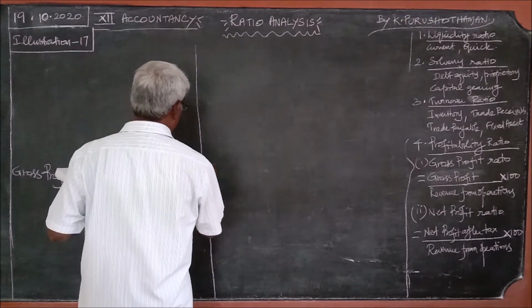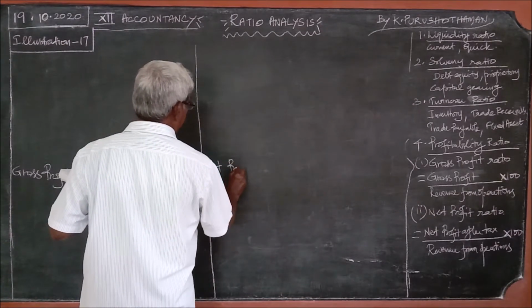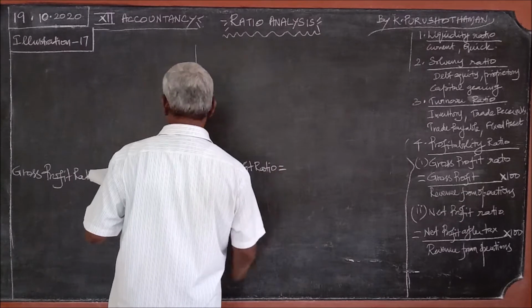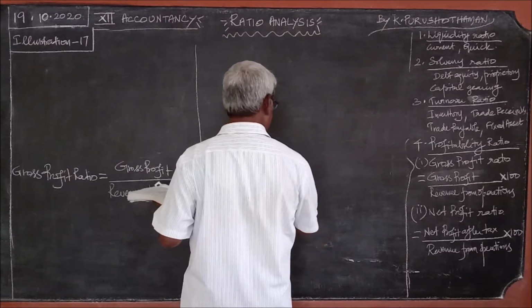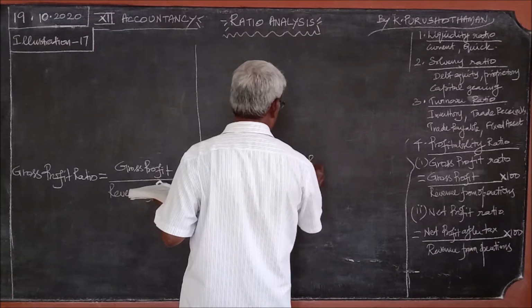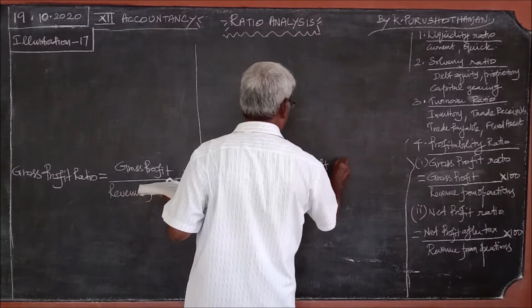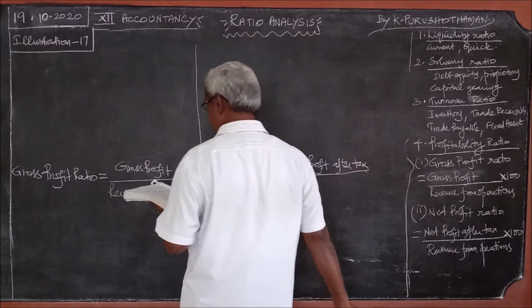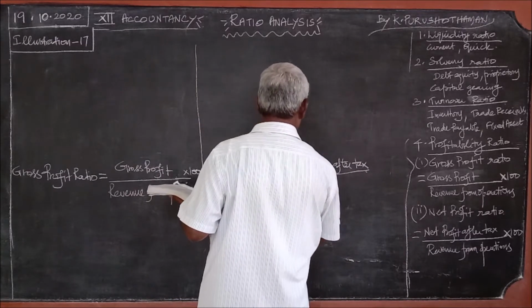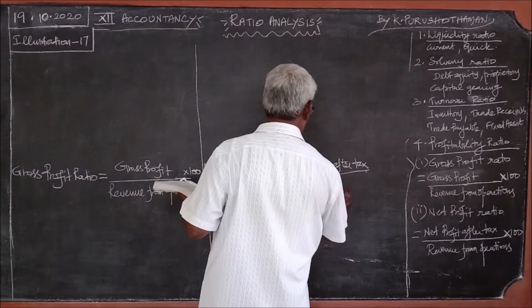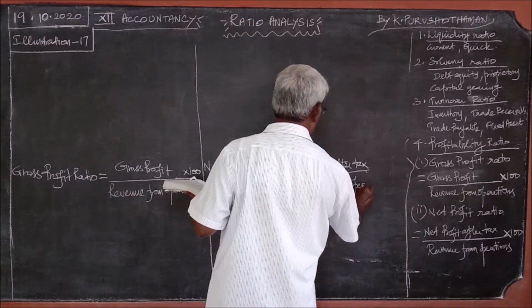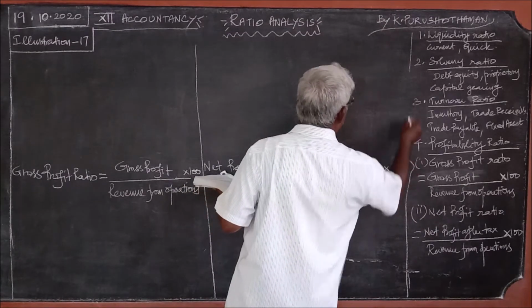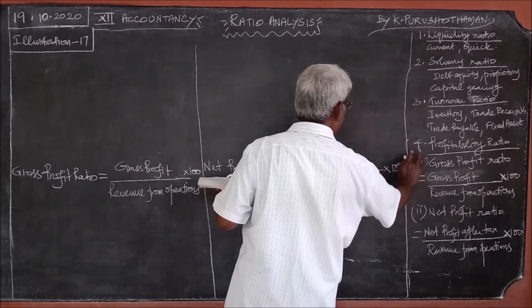Then, what about the net profit ratio? Net profit ratio is equal to net profit after tax, all divided by revenue from operations, into 100.